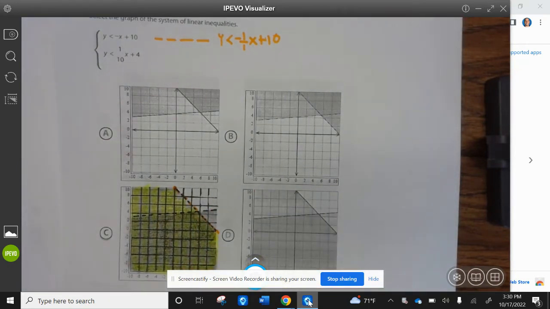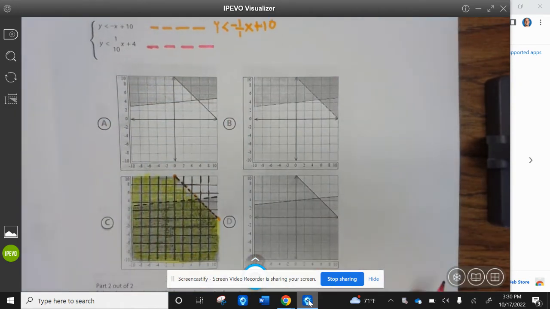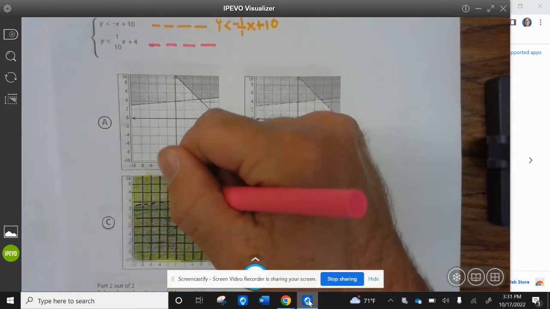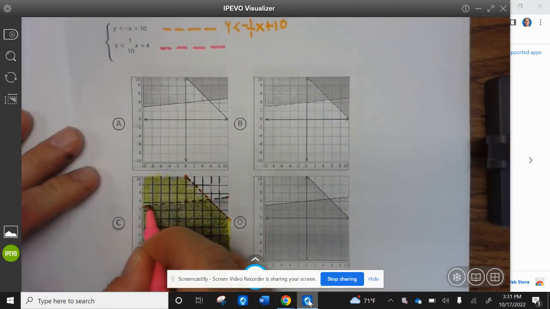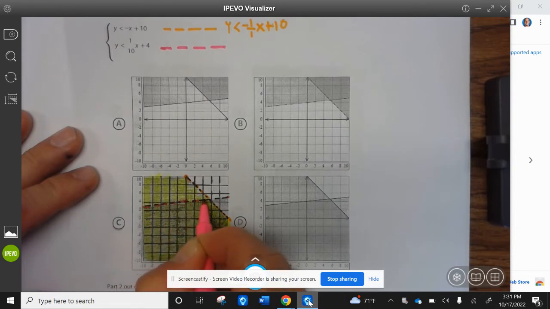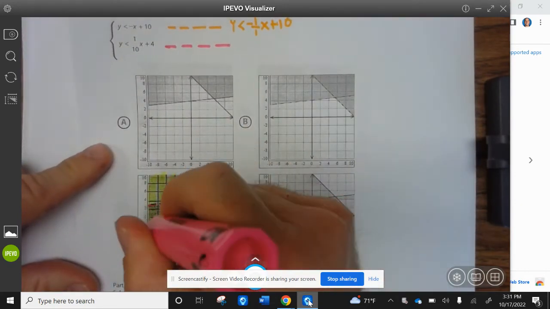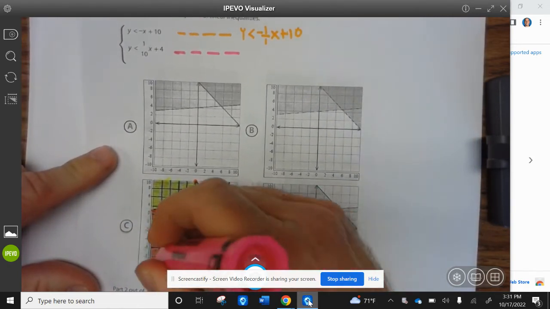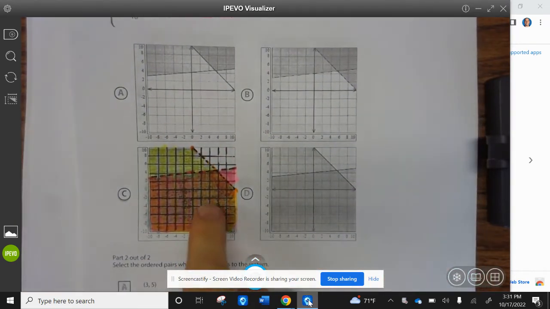Okay, now here we're going to graph this one. It's a dashed line, but we're going to graph it in pink. So we start at 4, which is right here. And then this one we go up 1, to the right 10, which is here. It's a dashed line. Okay, and then it is less than, so we shade below. Okay, and our solution is the overlapping shaded region here.